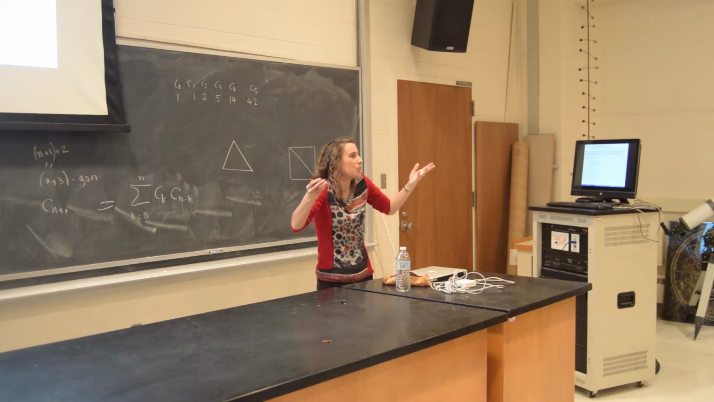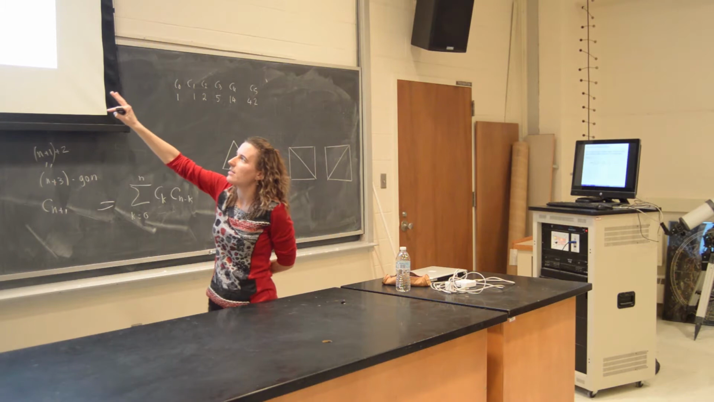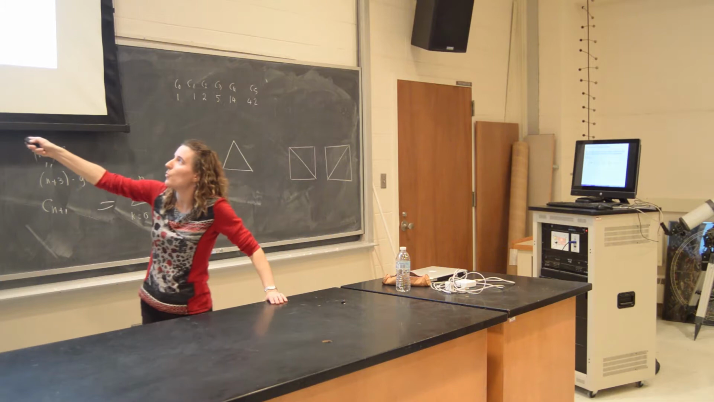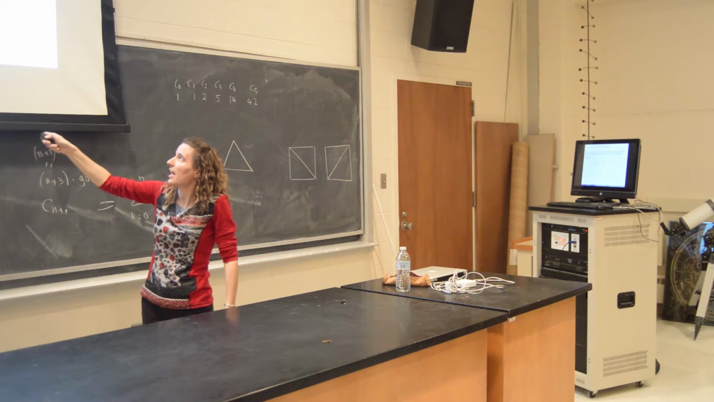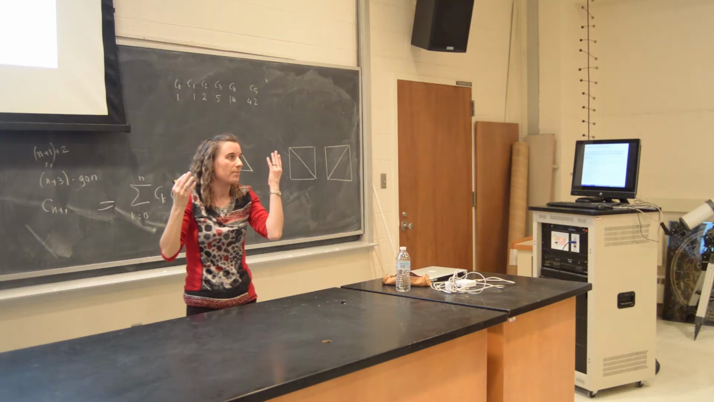So for three, this is the number of ways a subset of three people can shake hands without crossing hands. So maybe zero people shake hands. That's one configuration. Or I have two people shake hands. There's three different ways these two people can shake hands without crossing hands. So that's four ways.